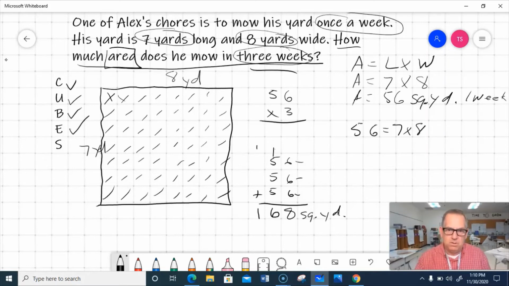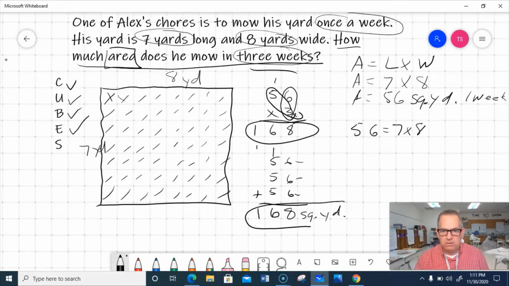Okay, we'll go up here and do the standard algorithm way. So 3 times 6 is 18. And then 3 times 5 is 15, plus 1 is 16. So 168, and that's square yards. And that's for 3 weeks, Alex would have mowed 168 square yards. And that, by the way, we did the solve part right here.